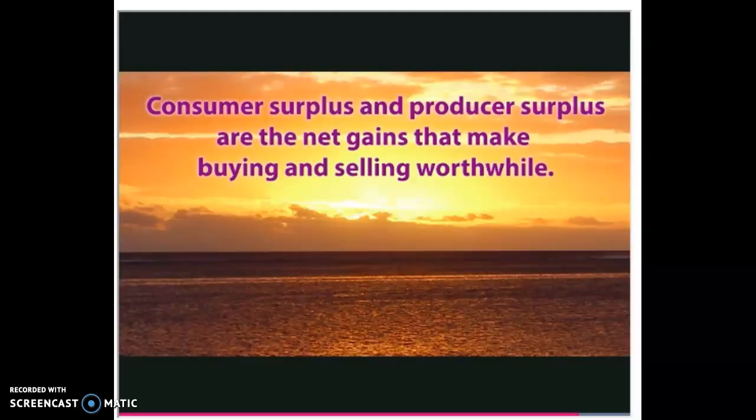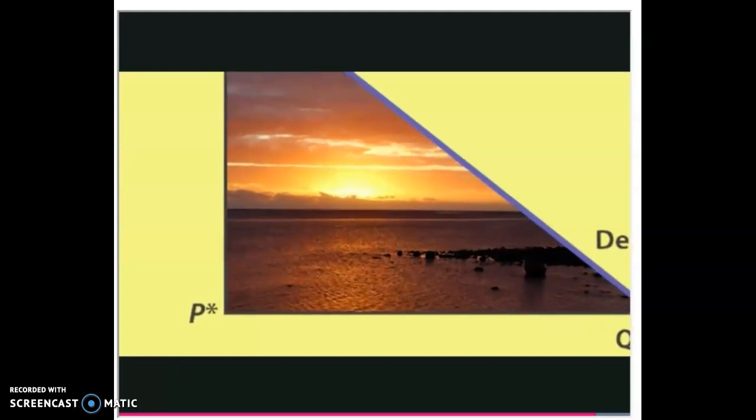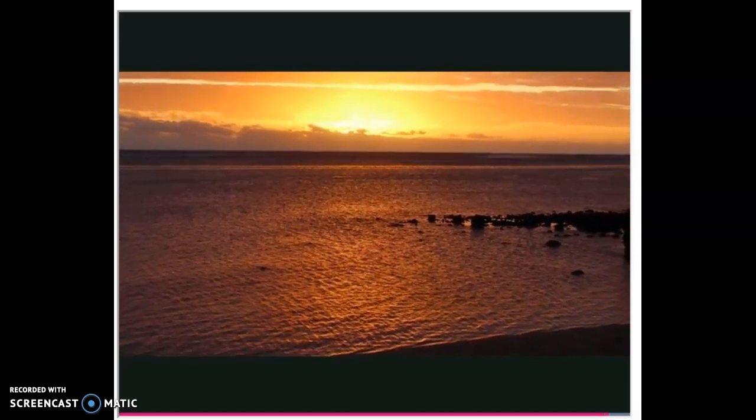Remember that consumer surplus and producer surplus are the net gains that make buying and selling worthwhile. And the best things in life, such as sunsets, are free. So all of the enjoyment from those things is consumer surplus.